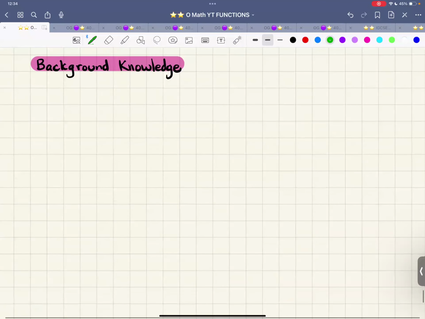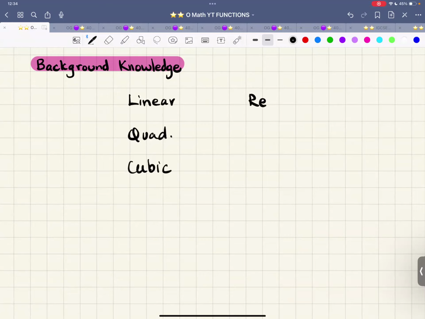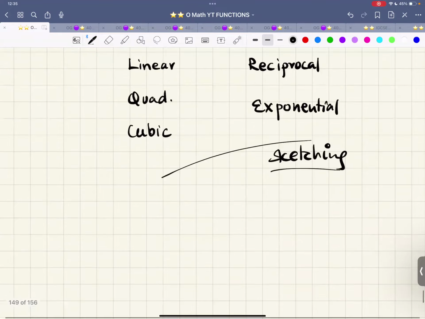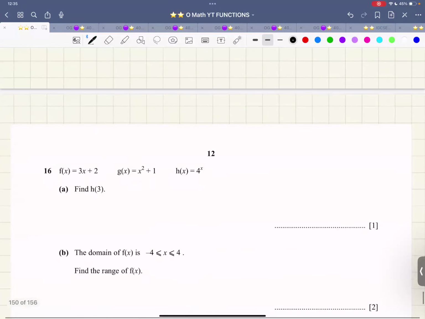Now, background knowledge. What do we need for this? We need the concept of linear function. We need the concept of quadratic, cubic, reciprocal, and exponential. So these 5 functions that we talked about earlier in relation to sketching can also be talked about in the context of these things. So let's do some past paper questions.